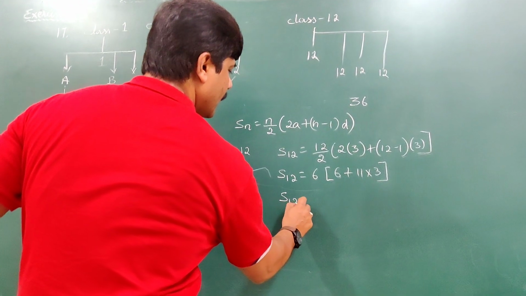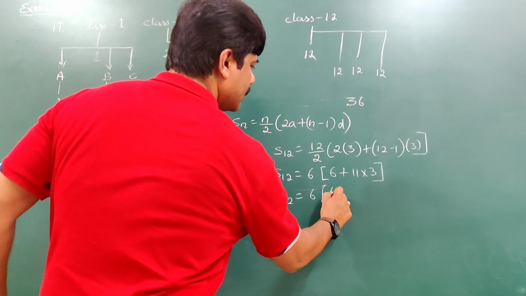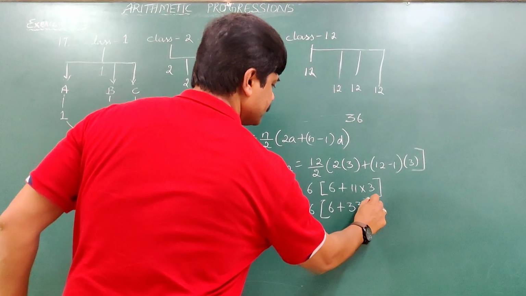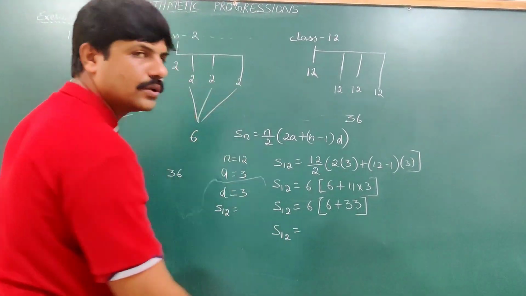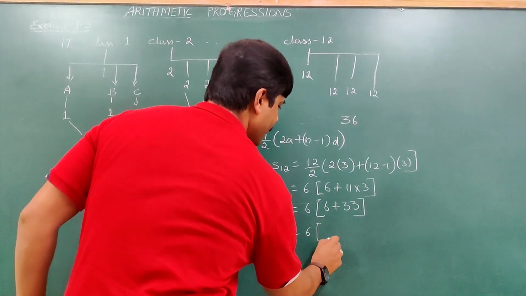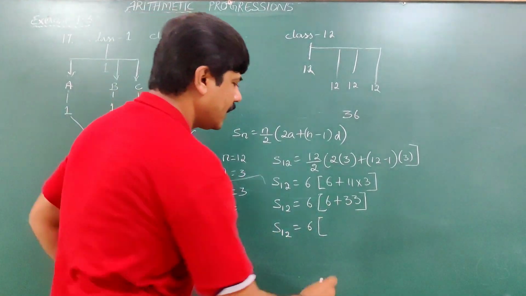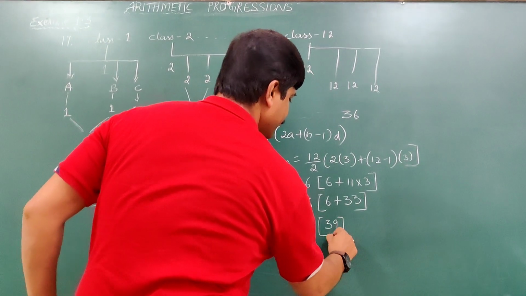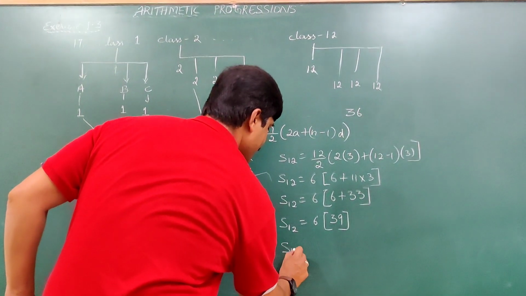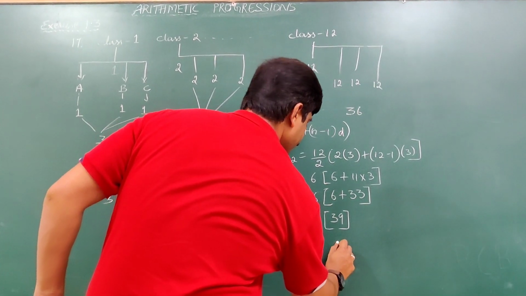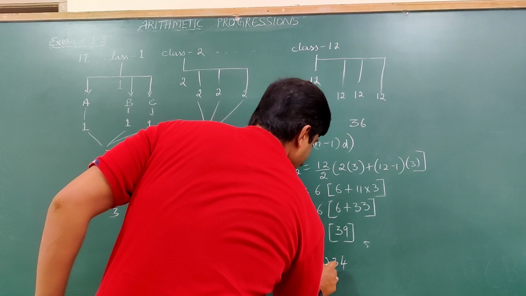3. S12 is equal to 6 into 6 plus 33. S12 is equal to 6 into 6 plus 33 is 39. Now what is 6 into 39? 234.